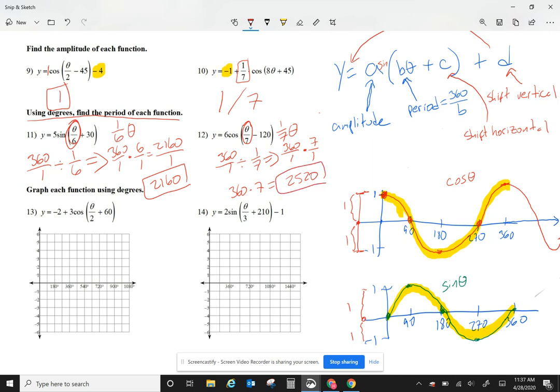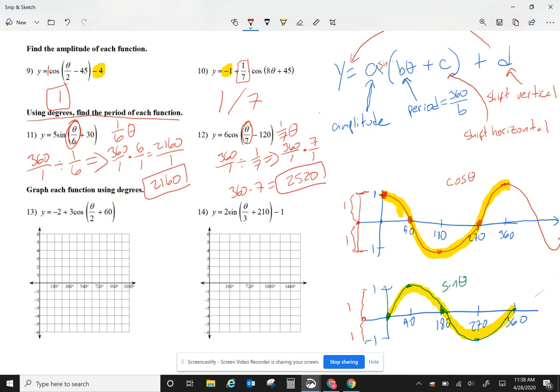Now, in these examples, our numbers became more than 360 because the number with theta was a fraction less than 1. Sometimes, if my B is more than 1, your answer should be less than 360. You guys are going to see that sometimes. All right, let's take a look at number 13.